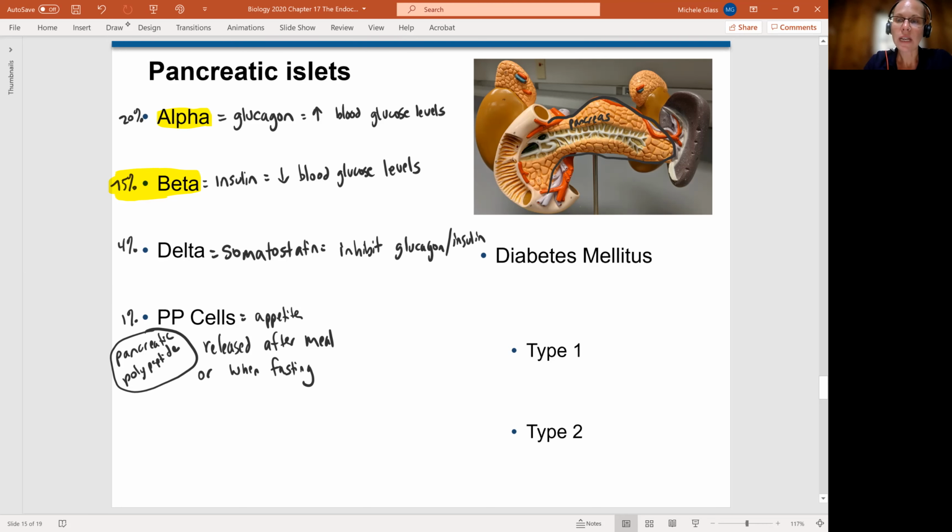Let's go ahead and introduce this disease, diabetes mellitus, and then from there, let's talk about the regulation of blood glucose. When we see diabetes mellitus, what we're talking about is basically the inability to regulate your glucose levels. This can arise because of your genetics.